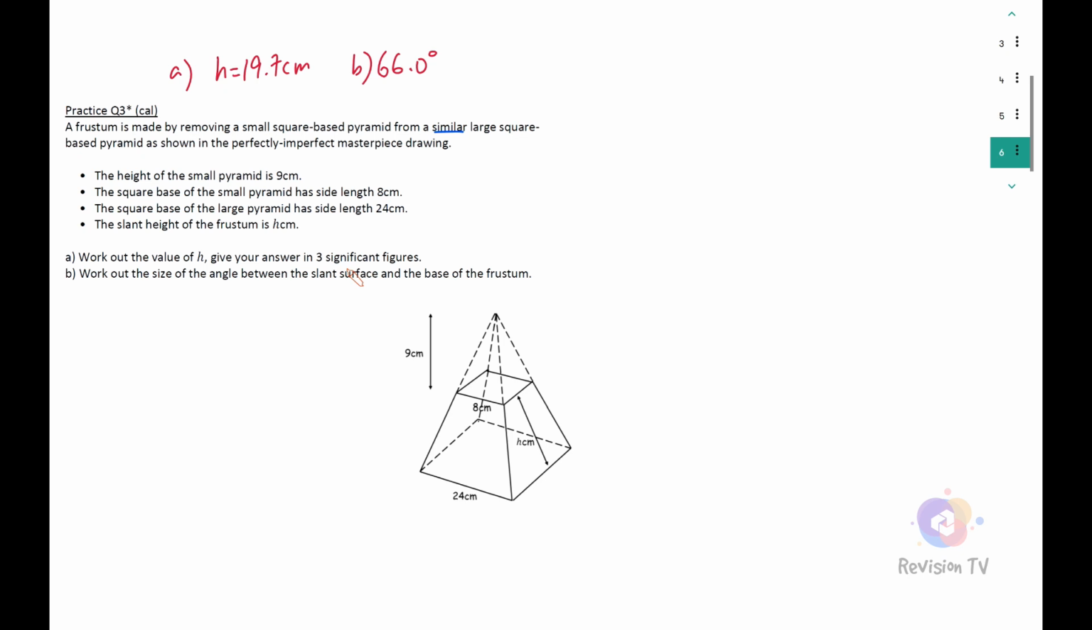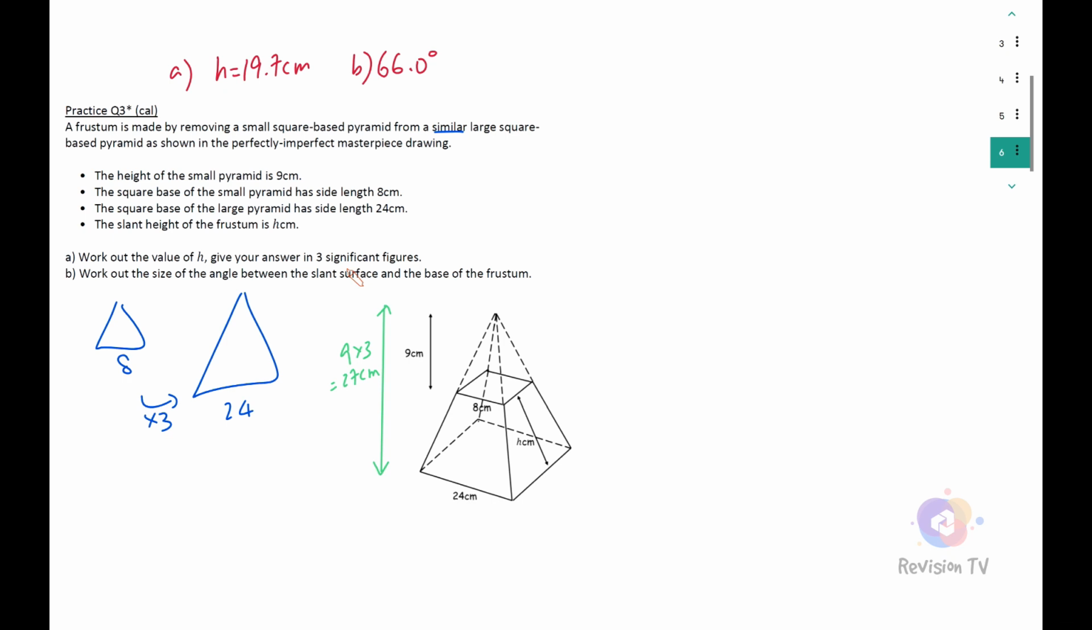So it's about similar shapes. We have a small pyramid and a bigger pyramid. Looking at the length from 8 to 24, we know it's been multiplied by 3. That means the vertical height of 9 for the smaller pyramid is going to be 3 times bigger for the bigger one, which is 9 times 3, which is 27 centimeters.